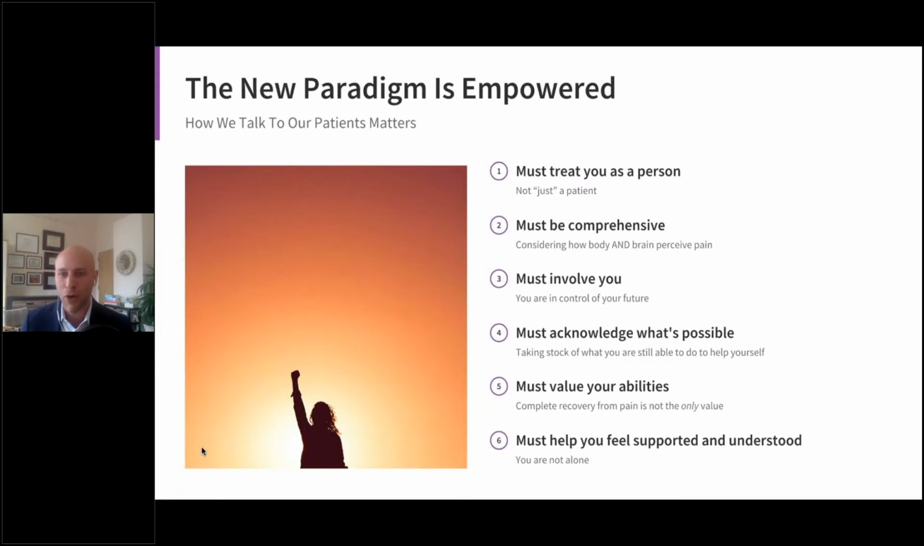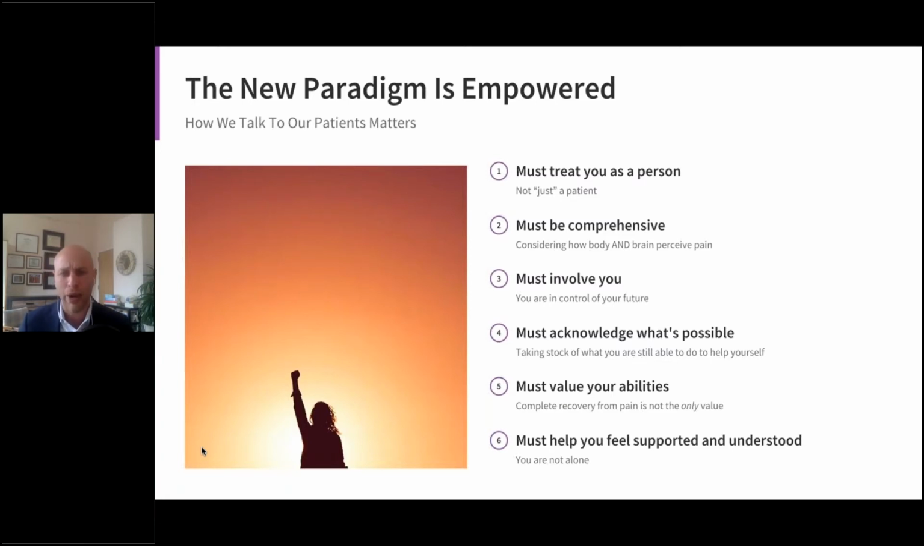The new paradigm involves the patient in the room. It doesn't just tell them what they have to do, it gets them to actively participate in their care. The new paradigm doesn't just talk about 100% elimination of pain. It really focuses on values and what people still can do while acknowledging what's possible from a healing perspective.